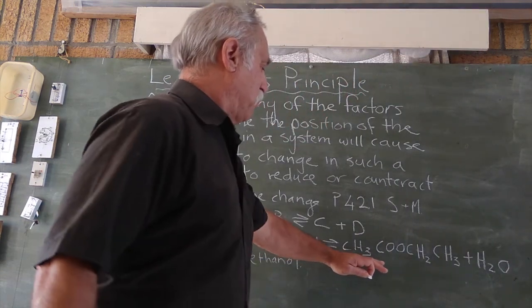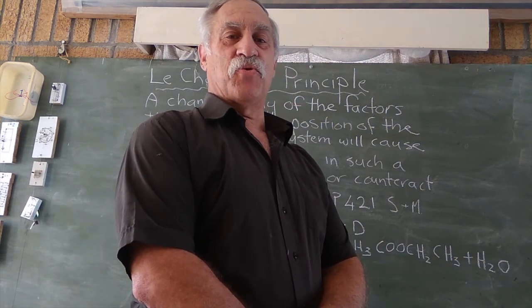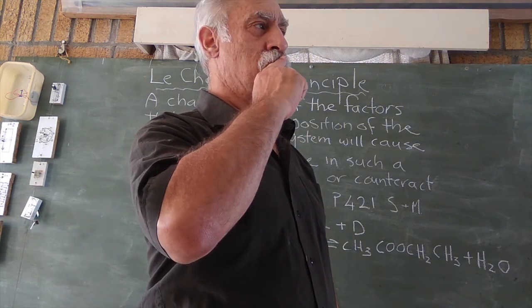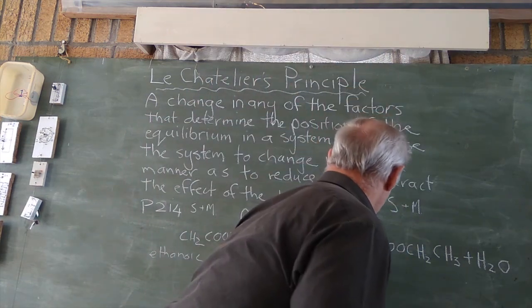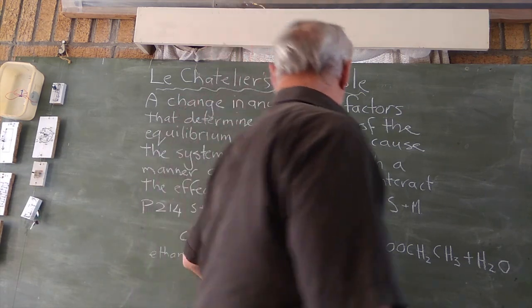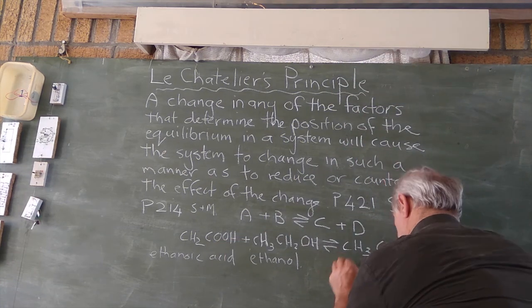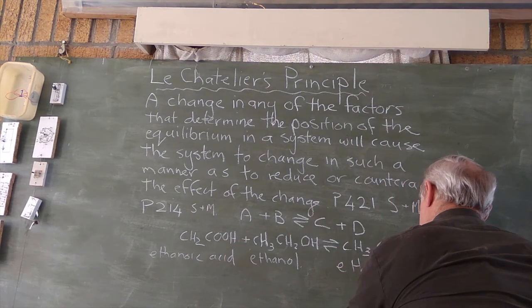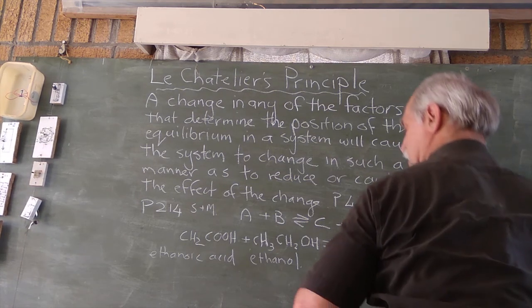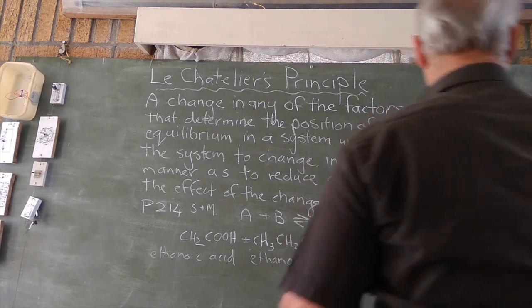Ethanol goes to form, now what does a carboxylic acid and an alcohol go to form? It goes to form a girl's name in the Bible, Esther. What's the ester? Well, ethyl ethanoate. So that's the ester. Goes to form reversibly, and water.